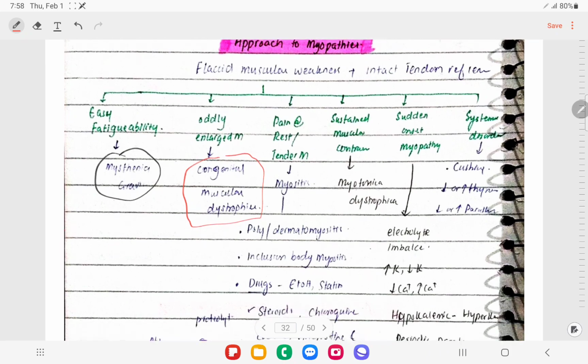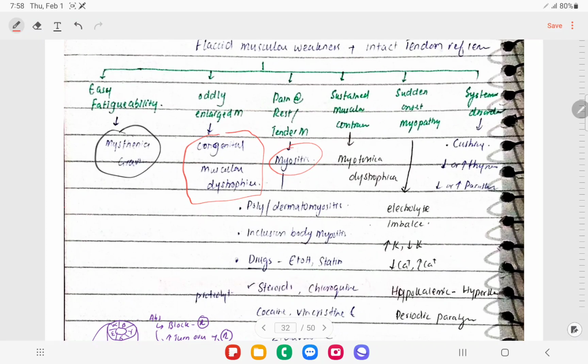And after that, if the patient is having pain at rest, we're going to think that the patient is having myositis. So I have talked about polymyositis, dermatomyositis and inclusion body myositis. I have talked about these things, right?